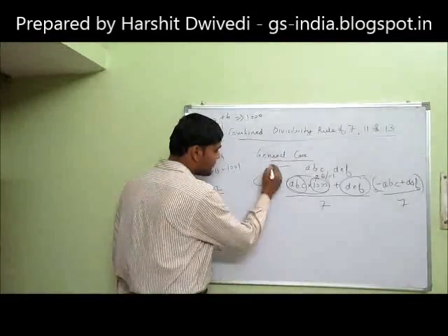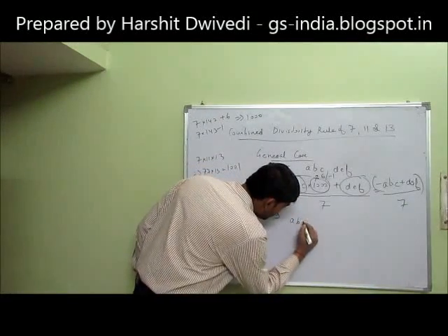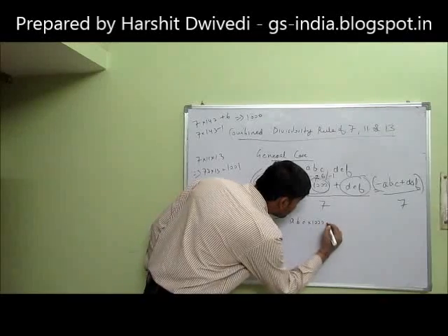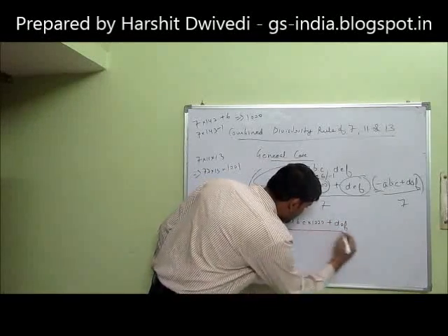Next point, I can write this number as ABC into 1000 plus DEF. Now I divide by 11.